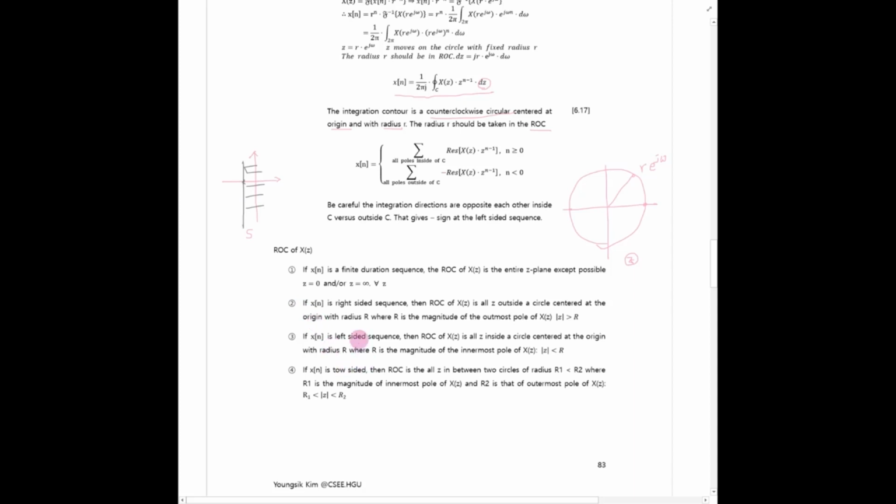Then this becomes a right-sided signal. In the same way, the outside of this point is the outside of this circle. So this is the right-sided signal. So if x[n] is a right-sided signal, then the region of convergence of X(z) is outside of the circle of a certain radius r. So the region of convergence is given like that. Here is r. So that's this one, then this is a right-sided signal.